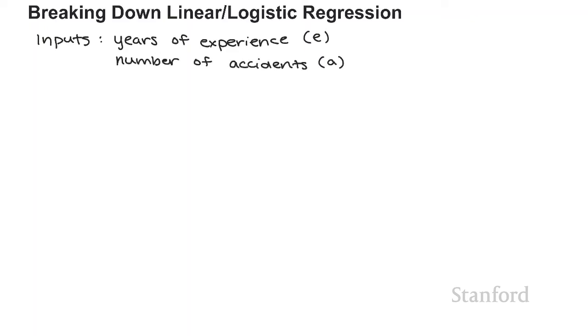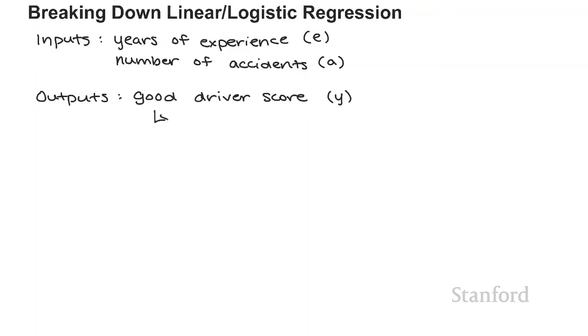Suppose you're working for a car insurance company and you want to assign a good driver score bonus to drivers applying for insurance. You want to base the score off of the number of years of driving experience as well as the number of accidents a person has been in. So the inputs to this model would be the number of years of driving experience, which we'll call E, as well as the number of accidents that a person has been in, which we'll call A. And we want our model to predict a good driver score, which we will denote as Y.